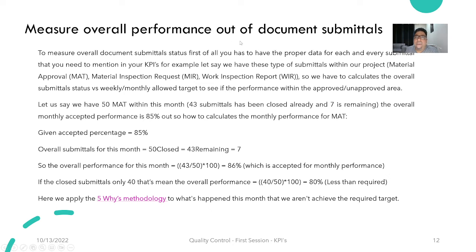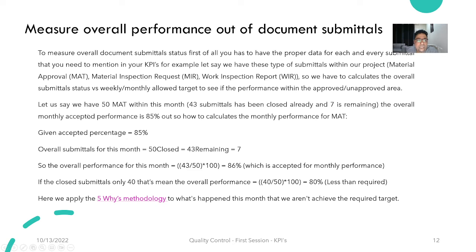Measure overall performance out of document submittals. How can we measure overall performance out of specific document submittals, and how are we going to put it within our KPIs and report it within our KPIs? For example, we have three types of document submittals: material approval, material inspection, and work inspection report. We have to calculate the overall submittal status versus the weekly and monthly allowed target to see if the performance is within the approved or unapproved areas.